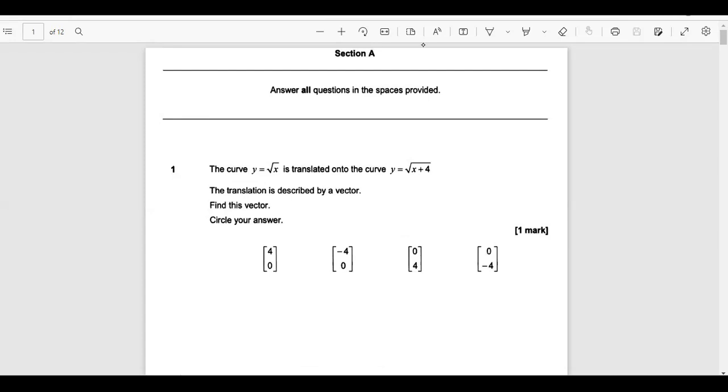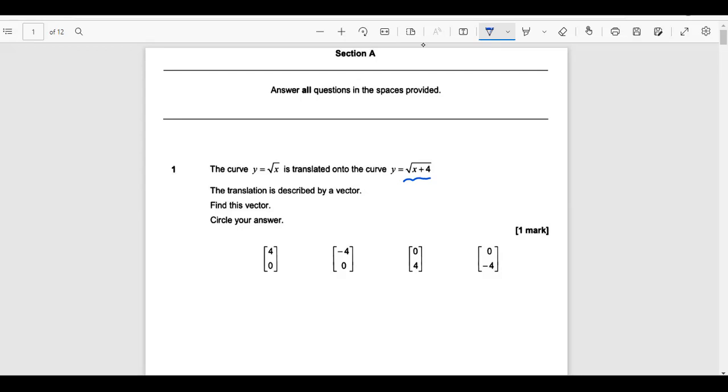It says the curve y equals under the root x is translated onto the curve y equals under the root x plus 4. So we have studied functions. I taught you functions. Basically, when we have functions, there's a concept of transformations: what would happen when we add or subtract something in x, what would happen when we add or subtract something in y, and when we're multiplying something in x and multiplying something with y. So we'll come to that later on.